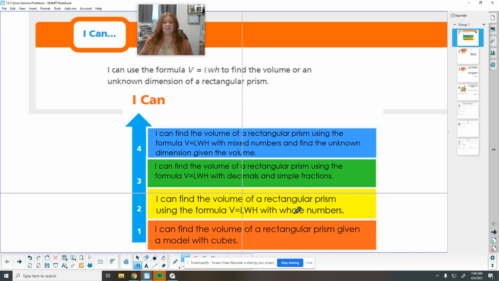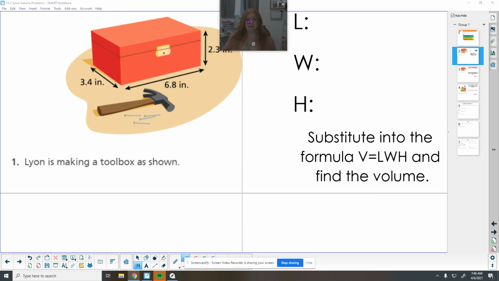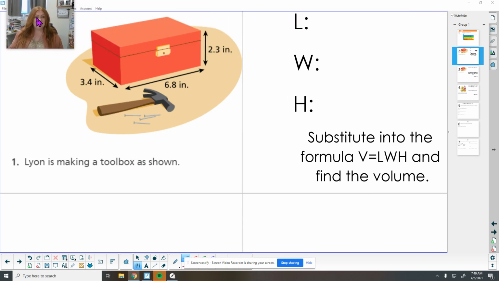So to bump up to a 4, you've got to be able to use mixed numbers and find the unknown dimensions given the volume. That working backwards part bumps you up to a 4, along with using harder numbers. So let's jump into task 1 today. Task 1 tells us that Lyon is making this toolbox shown.